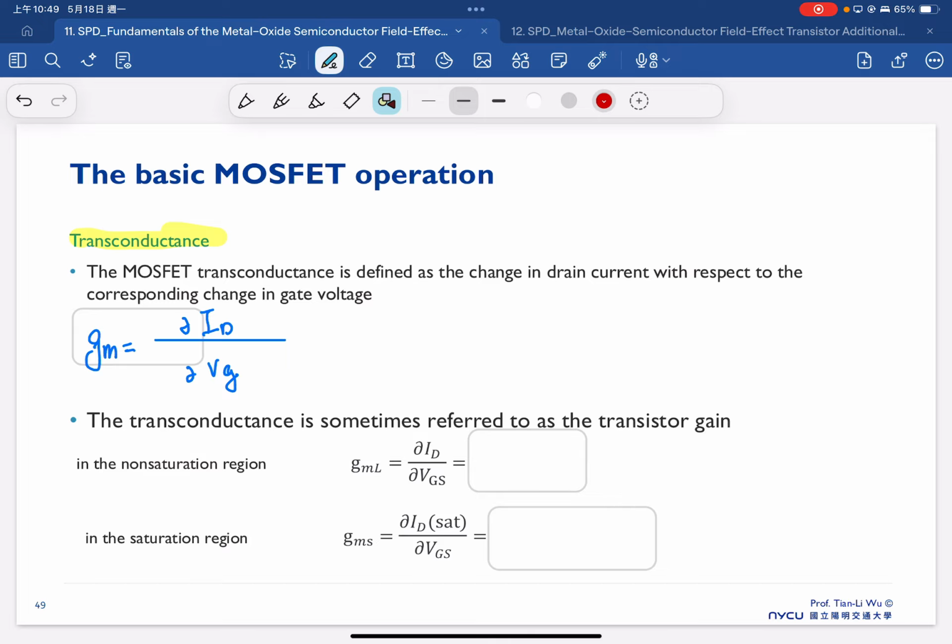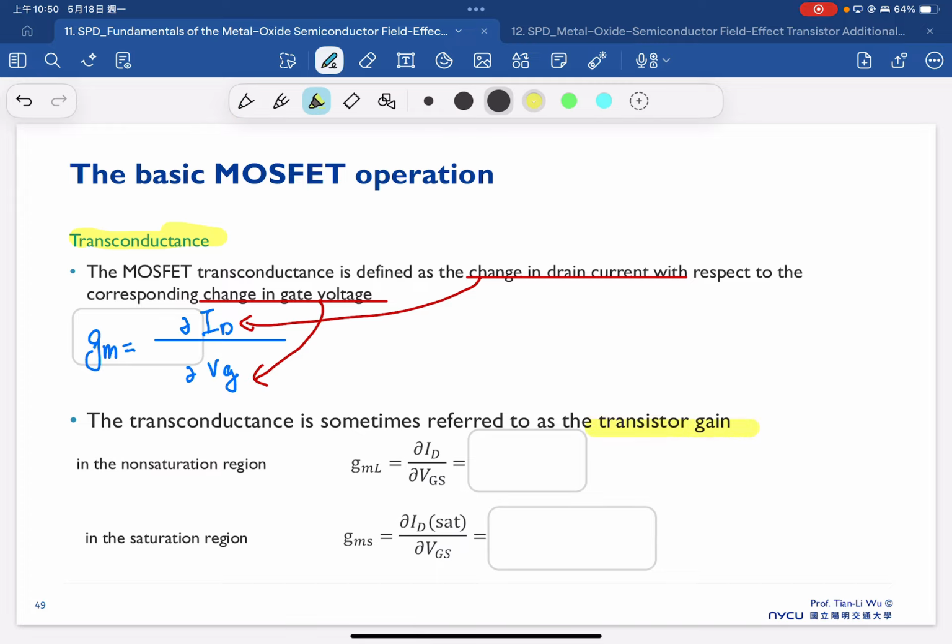So this is how this sentence suggests the change in the drain current, this one, over the change in the gate voltage, this one here. So that's the basic definition of the transconductance. The transconductance is sometimes also referred to as a transistor gain.